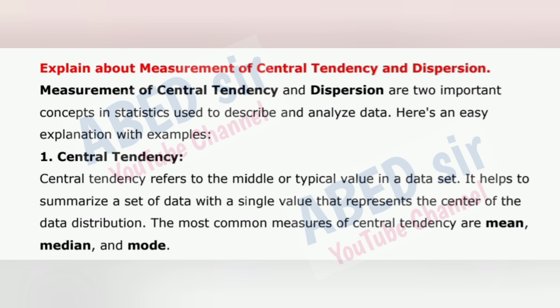Measurement of central tendency and dispersion are two important concepts in statistics used to describe and analyze data. Here's an easy explanation with examples. 1. Central tendency. Central tendency refers to the middle or typical value in a data set. It helps to summarize a set of data with a single value that represents the center of the data distribution. The most common measures of central tendency are mean, median, and mode.